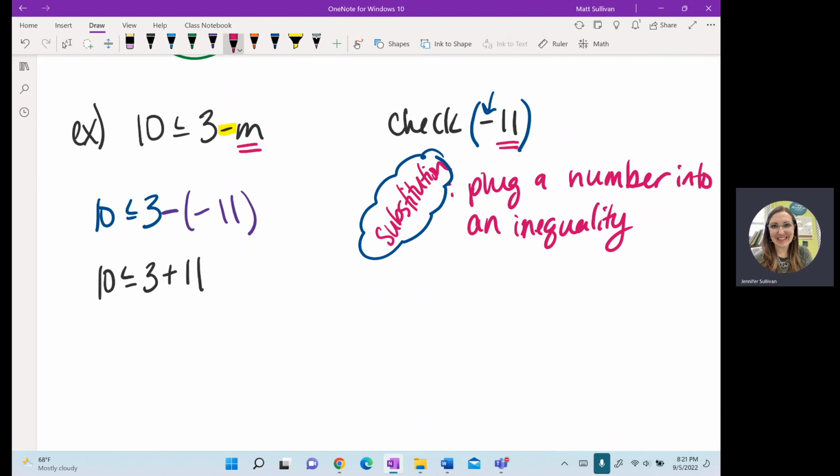So we're going to plug it in. And so now we're going to say 10 is less than or equal to 3 plus 11 is 14. Is 10 less than or equal to 14? Yes.